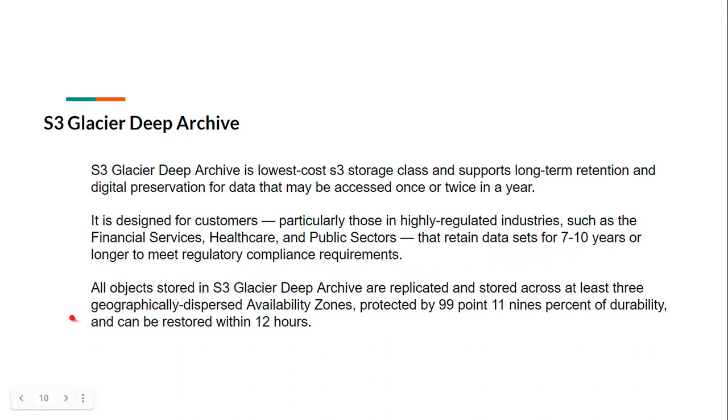All objects stored in S3 Glacier Deep Archive are replicated and stored across at least 3 geographically dispersed availability zones, protected by 99.999999999% of durability, and can be restored within 12 hours. Let's have a look at key features of the S3 Glacier Deep Archive class.